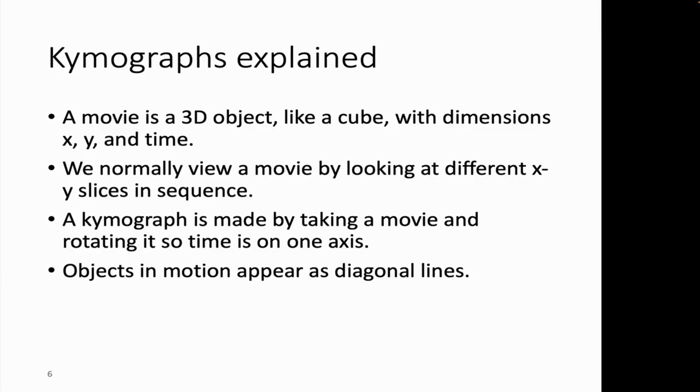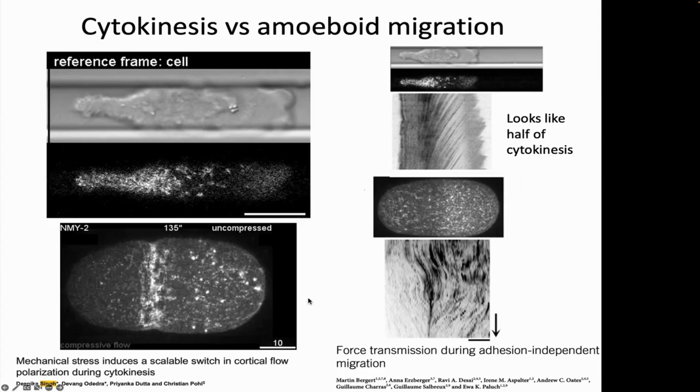The key idea is to think of a movie as a 3D object, like a cube, with dimensions of X, Y, and time. We normally view movies by looking at different XY slices in a sequence. Now, what happens with a kymograph is this three-dimensional cube is rotated on an axis. So now we have time on one axis and distance on the other, and what we're looking at is more or less a graph of motion. Objects that are stationary are going to have straight lines, and objects that are in motion are going to appear as diagonal lines.